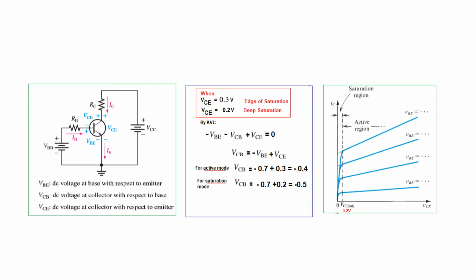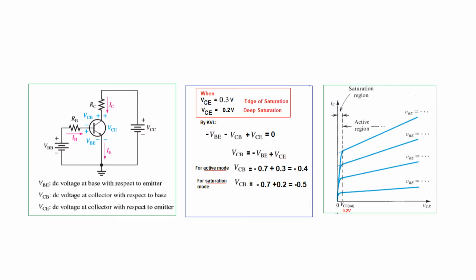Sometimes you need to find the corresponding value of VCB for being in the active mode or in the saturation mode. So we can just write by KVL from here, negative VBE, negative VCB, and positive VCE equals 0. And from here you can see that VCB is negative VBE plus VCE.